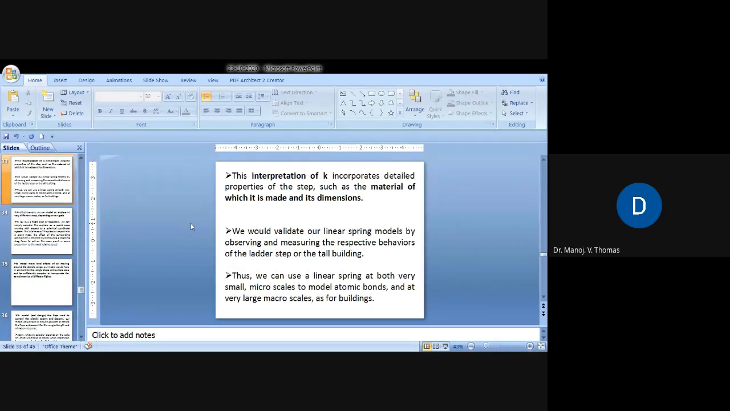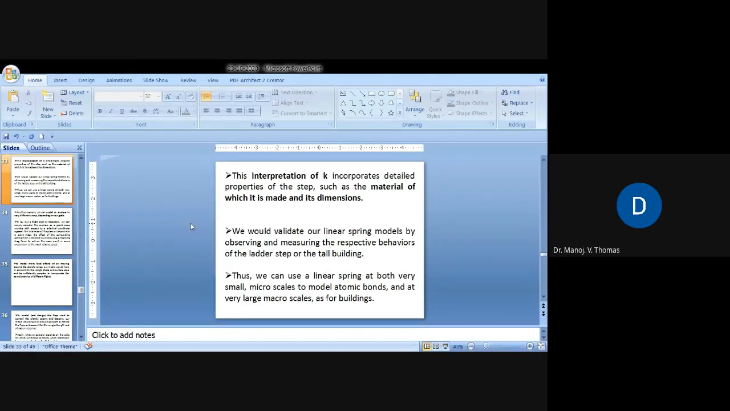So this is again an example of scaling. This interpretation of k incorporates detailed properties of the step, such as the material of which it is made and its dimensions. What is the material by which we have designed the ladder step, and what are the dimensions, what is the length, the breadth, the thickness? Again, all these parameters affect the deflection that the step might produce. Even though we try to model this with Hooke's law, which is F equals kx, to identify and study the deflection of this ladder step, the constant k depends particularly on the material and the dimensions of this step.